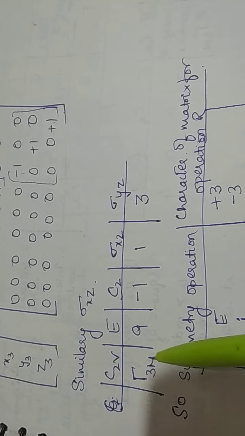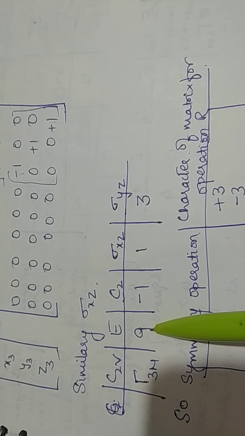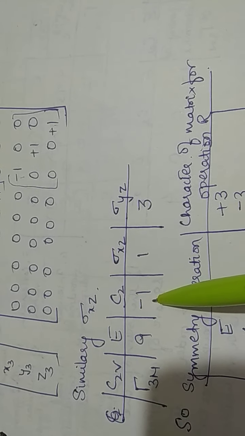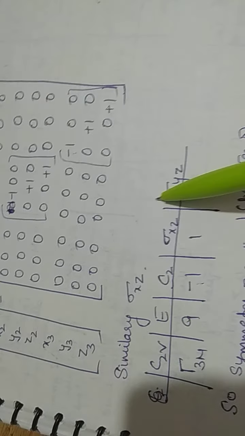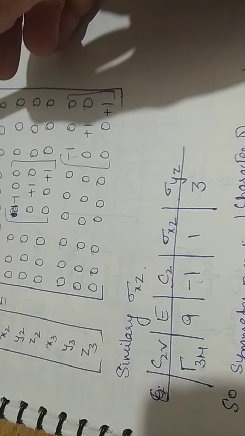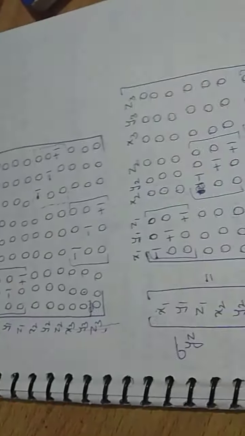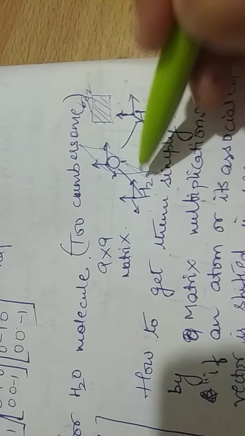So if we calculate it for 3n, the identity will be 9. C2 comes out to be -1. Sigma yz is 3. And what will happen to sigma xz? I have not discussed it here while drawing the matrix. You can do that because sigma xz will be similar to C2, because we are dissecting the plane. It is here. It is here. Sigma xz.